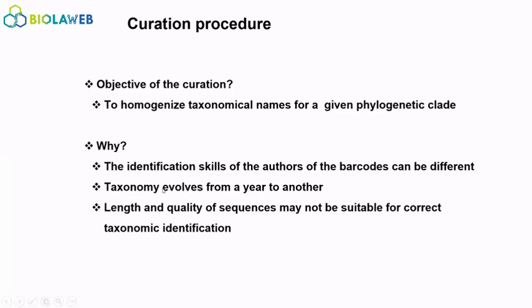And also, taxonomy is changing from one year to another. So we have a heterogeneity between sequences which were published and identified, let's say, 10 years ago and now. We have to deal with that. Sometimes there are also sequences which are published even in good journals, but the length and the quality of these sequences may not be suitable for correct taxonomic identification. So in some cases, it's not possible to take these sequences into account.